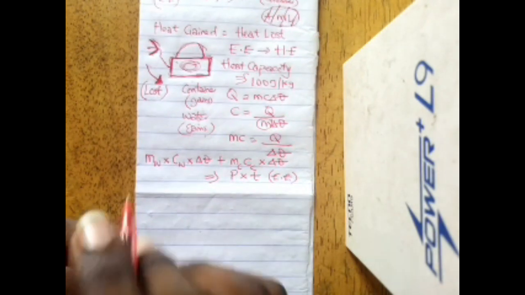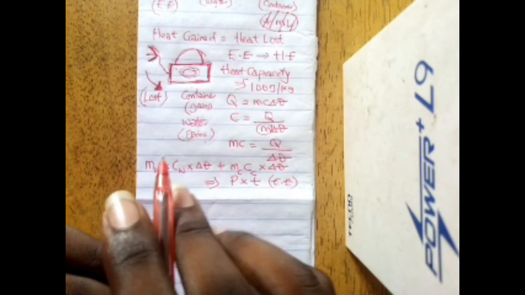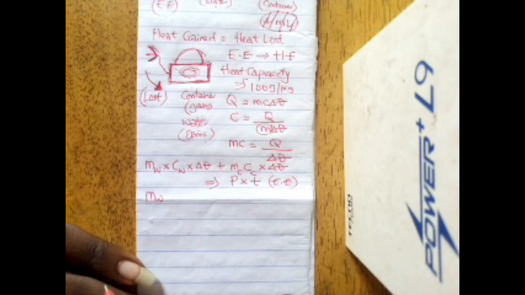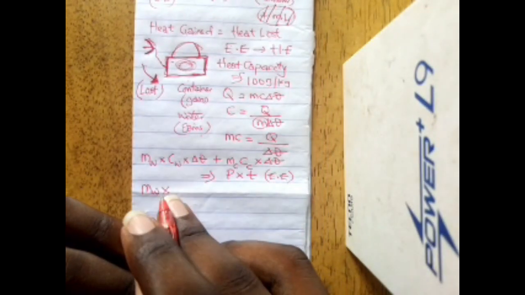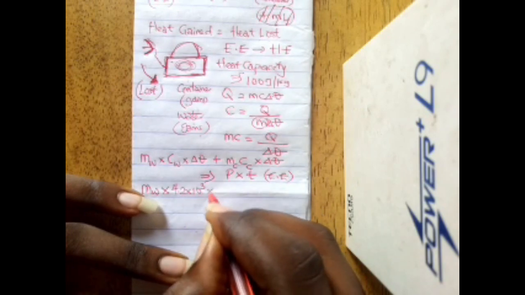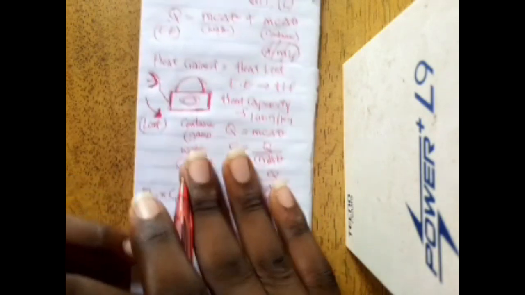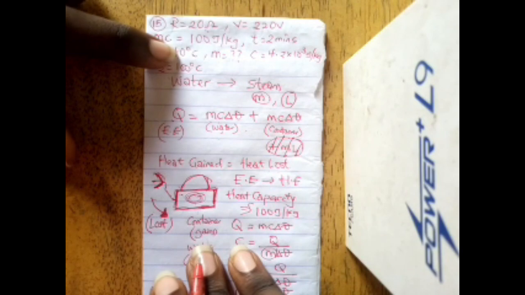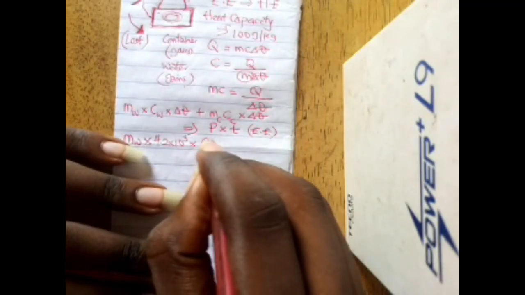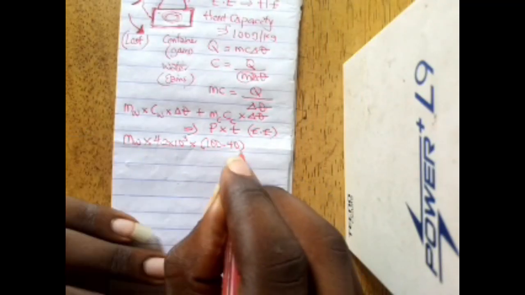The mass of water, which we are asked to find, we are not given. We are asked to find the mass of water, which is unknown here. So multiply by the specific heat capacity of water, which is 4.2 times 10 raised to power 3. Now the temperature change: we are told our initial temperature was 40 degrees Celsius, and the final temperature was 100 degrees Celsius. So our temperature change will be 100 minus 40.